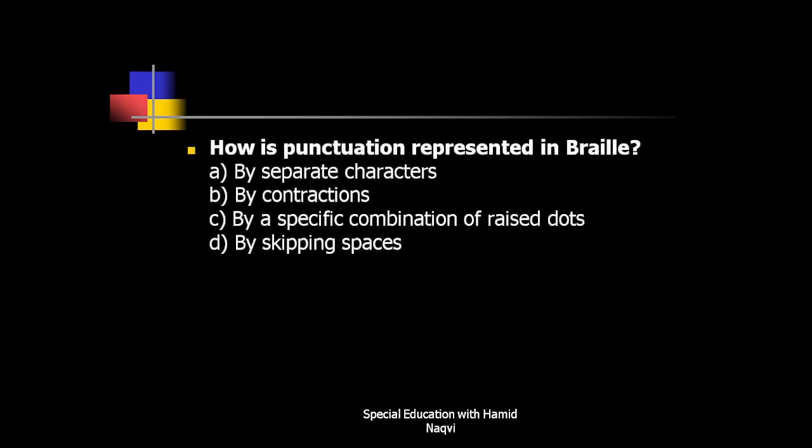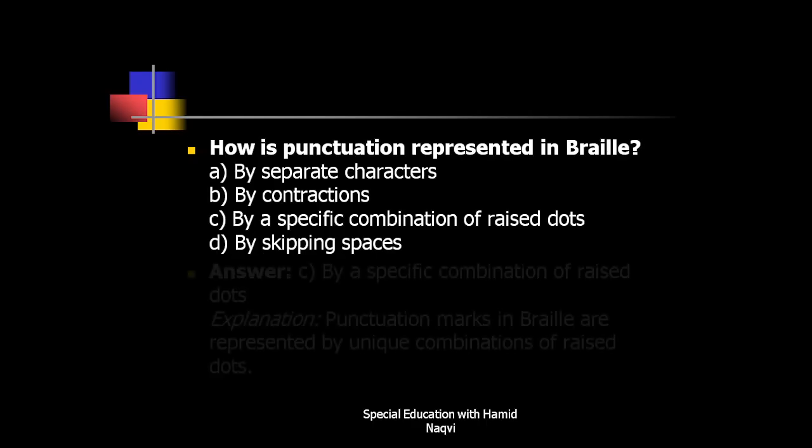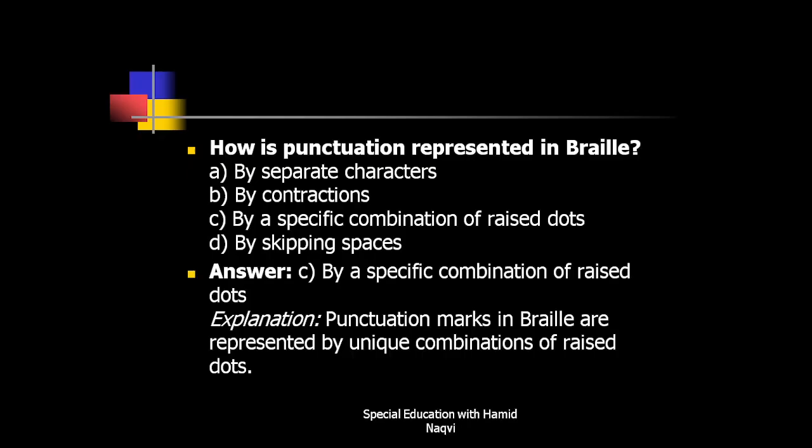Next is how is punctuation represented in Braille? By separate characters, by contractions, by a specific combination of raised dots, or by skipping spaces? Answer is by a specific combination of raised dots. Punctuation marks in Braille are represented by unique combinations of raised dots.